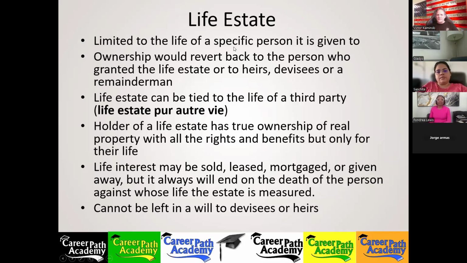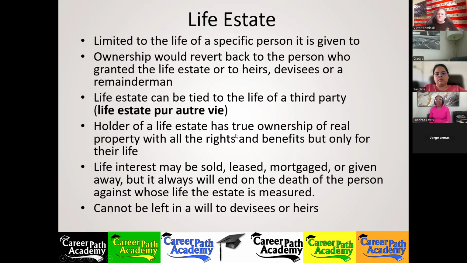So a life estate is limited to the life of the person it is given to. Ownership would revert back to the person who granted the life estate or to their heirs, devisees, or a remainder man. The life estate can be tied to the life of a third party. This is known as a life estate per autre vie. That means for the life of another.